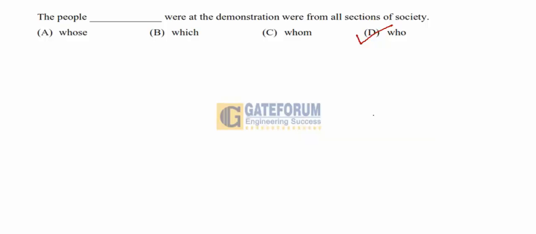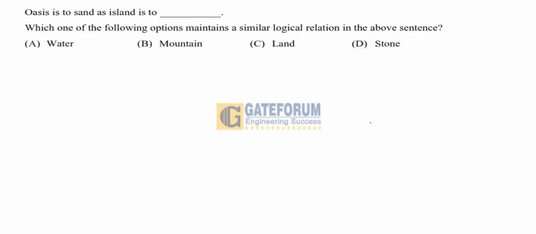Okay, preposition. Oasis is to sand. Oasis means that pool of water, water source found in a desert. So oasis is to sand as island is to water naturally, because within sand, oasis is found. Within water, an island is found. So the island is to water. So this would be the correct one.